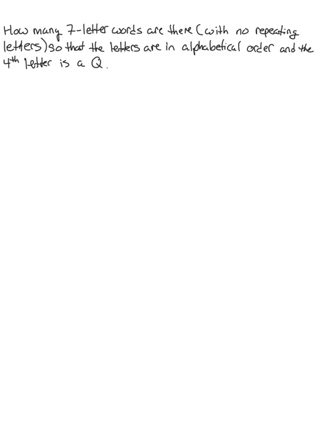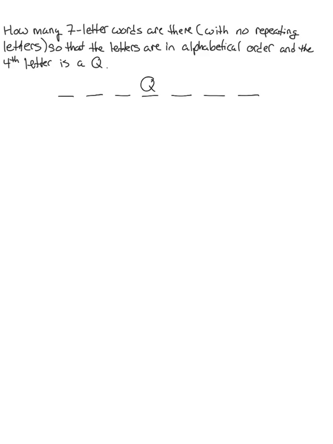So first of all, let's draw a quote-unquote picture of our situation. We're going to have a 7-letter word, so 1, 2, 3, 4, 5, 6, 7. So we have 7 letters, and the fourth letter has to be a Q. Now we need to figure out what letters to put on the left side of the Q and the right side of the Q, and recall that they have to be in alphabetical order.